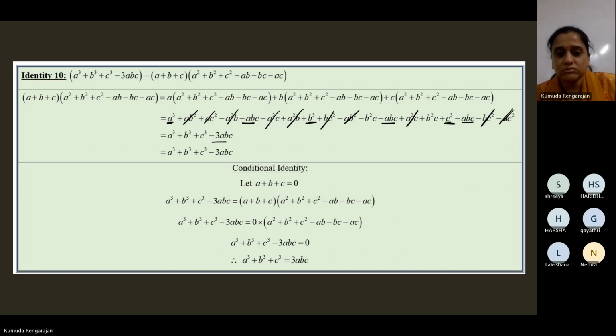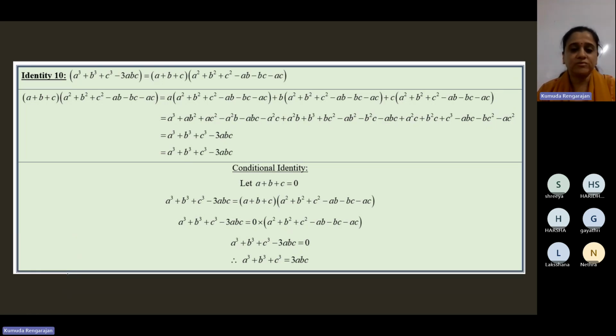Now, minus B squared C plus B squared C. So see, everything cancelled. When you multiply, you get 18 terms. Of the 18 terms, you will see A cubed plus B cubed plus C cubed, which is a part of the result. And then you also need minus 3ABC, and that is from minus ABC, minus ABC, minus ABC. The rest of the terms will get cancelled.